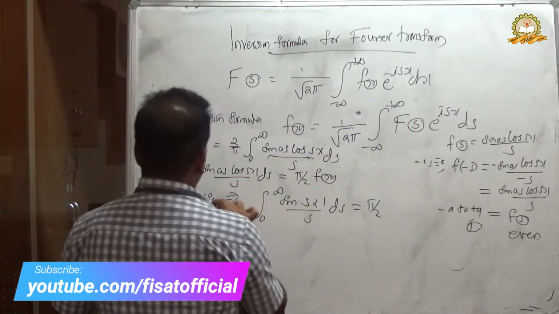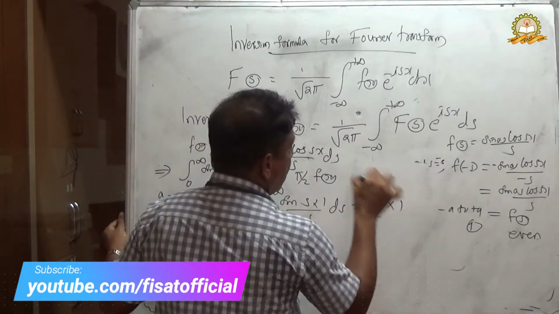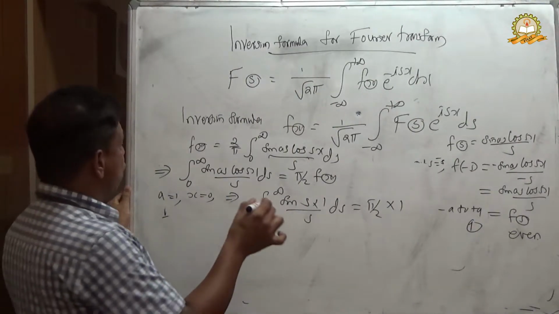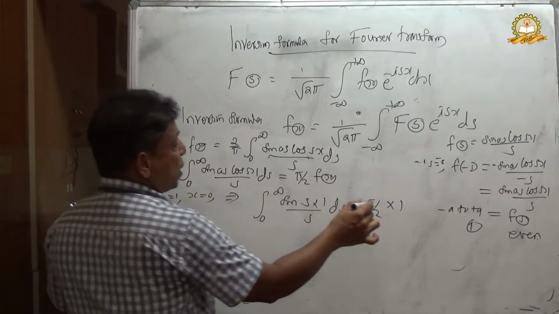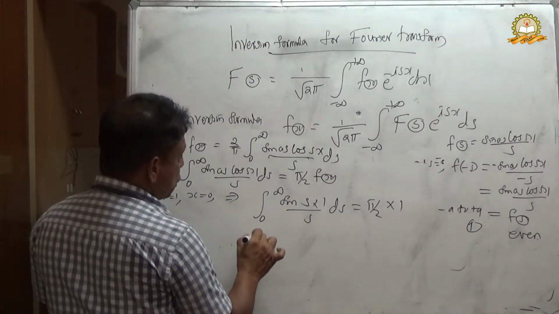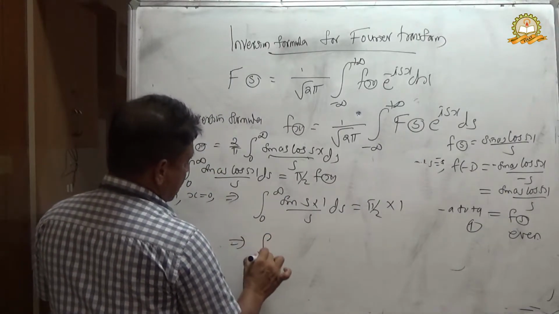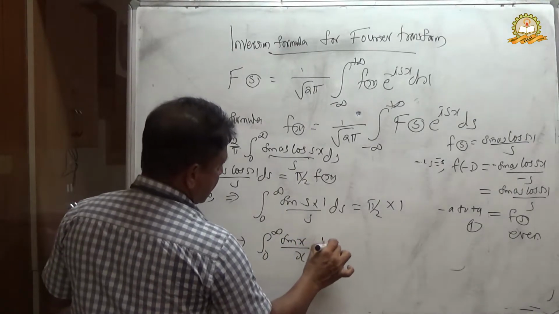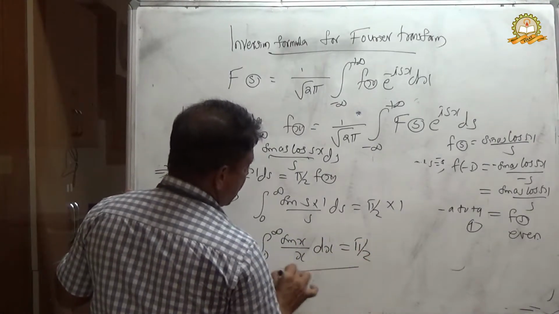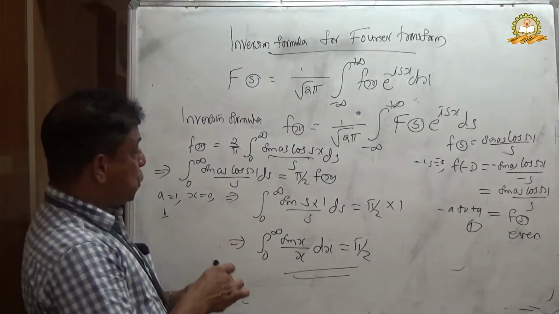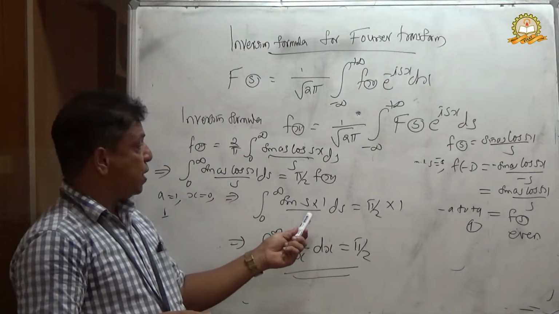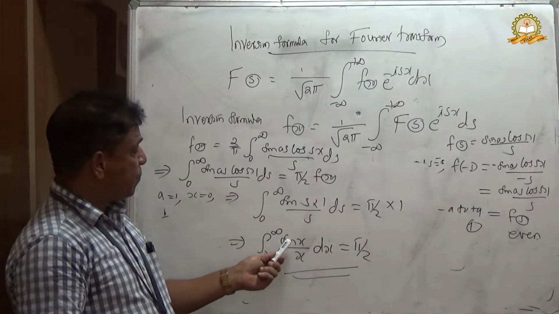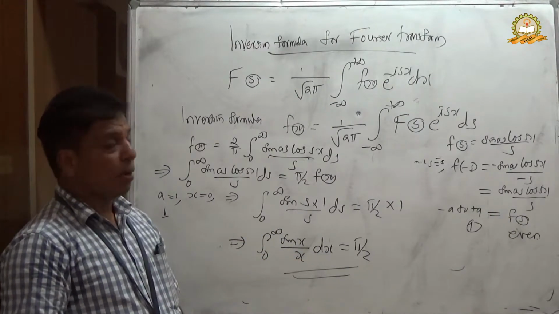Therefore, when x is equal to 0, the function value will be 1. Therefore, the integral from 0 to infinity of sin sx, that is, the integral from 0 to infinity of sin x by x dx. By the property of definite integral, we can replace the s by x. Therefore, the integral from 0 to infinity of sin x by x dx is equal to pi by 2.